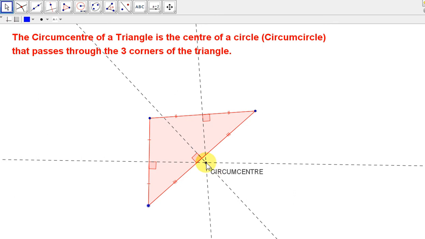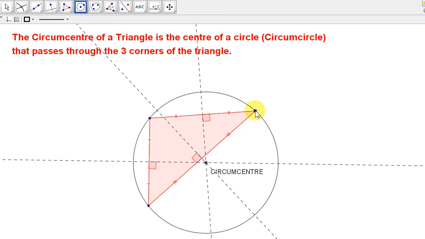Now, since the circumcenter is the center of the circle that passes through the three corners of the triangle, it must be the case that the distance of the circumcenter to each of the three corners is the same and is equal to the radius of the circumcircle. So to draw in the circumcircle, we just put the compass point at the circumcenter and open up the compass to one of the corners, and it'll pass through all three of them.